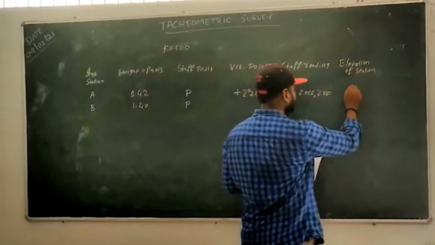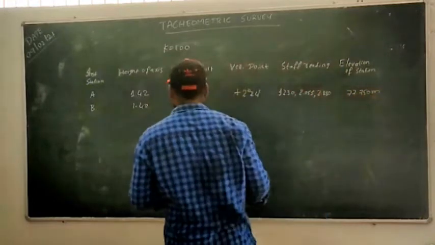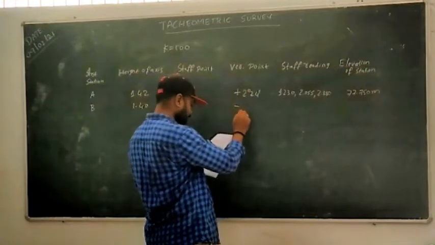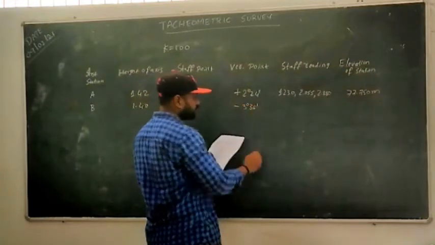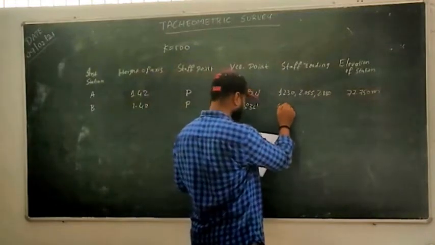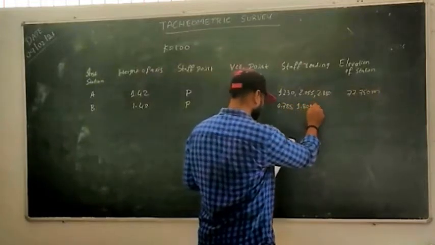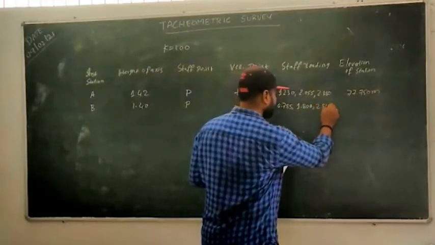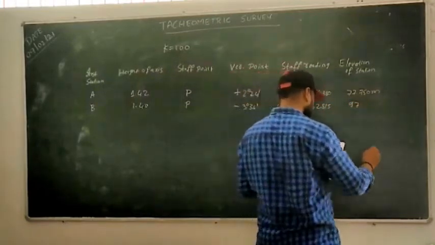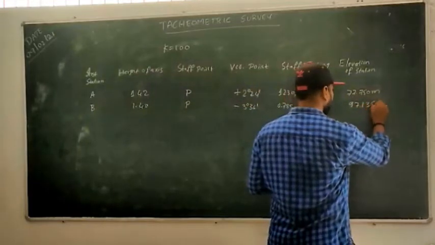And for this, the elevation of the station is given, that is 77.750 meters. Similarly for the second station, the vertical angle is minus 3 degree 36 minute. So minus means what? Depression. The readings are given, that is 0.785, 1.800, 2.815. The elevation is given for the instrument station B, that is 97.135 meters.